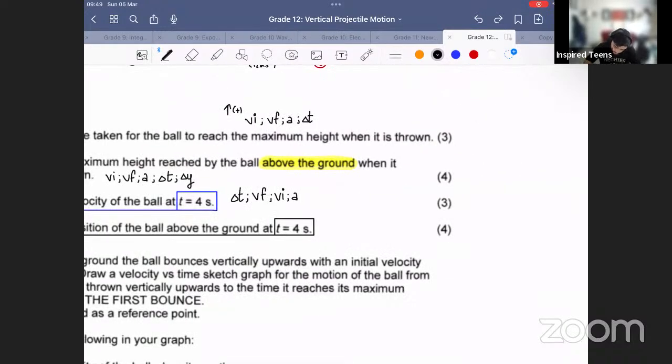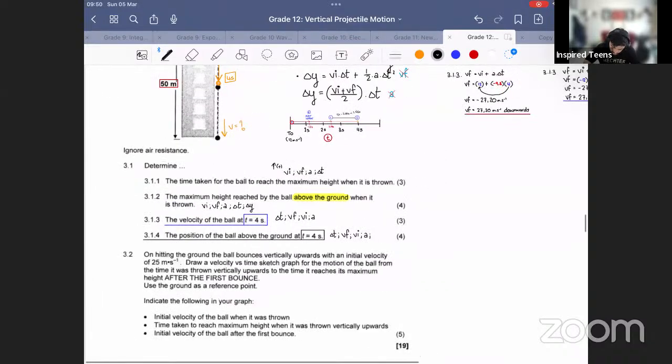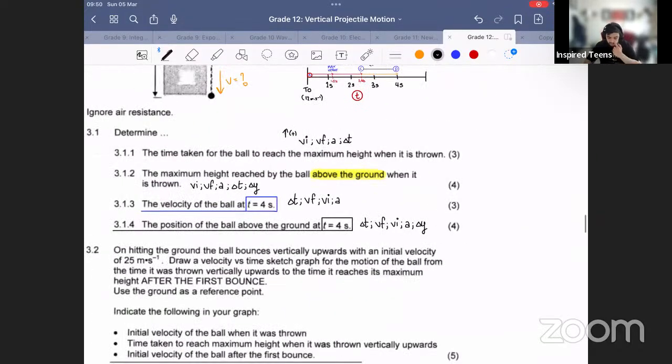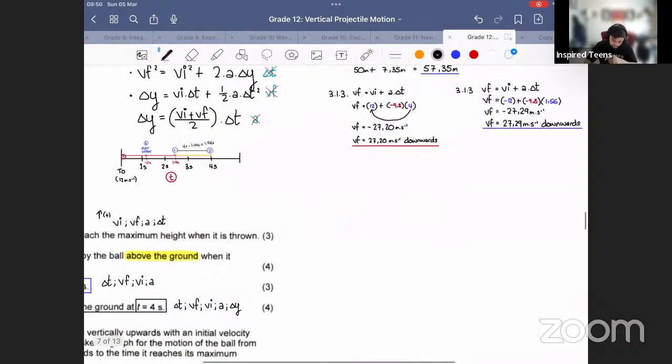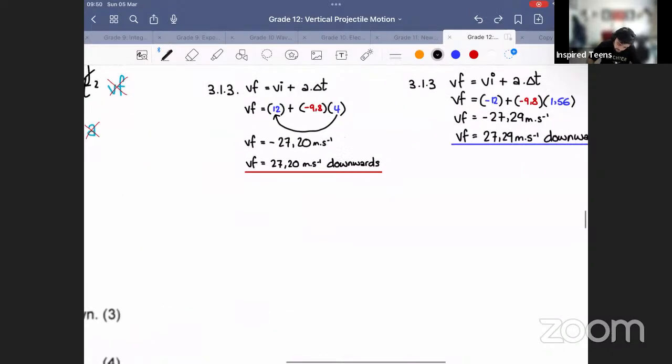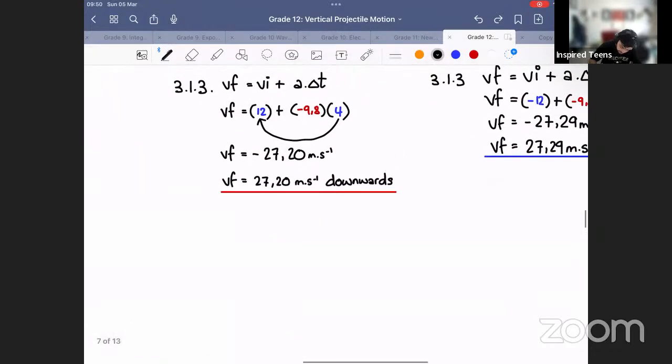If we're going to work from the initial, we have delta t. We have v final. We have v initial for sure. We have acceleration. Delta y is what we want, because they want the position of the ball above the ground at t equals 4. So I'm going to utilize this formula. It doesn't even need v final, by the way. Is that fine? Yeah, that's fine. So I'm going to say 3,14: delta y is equal to v initial times delta t plus half a delta t squared.